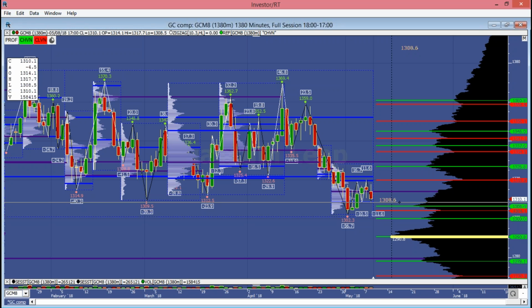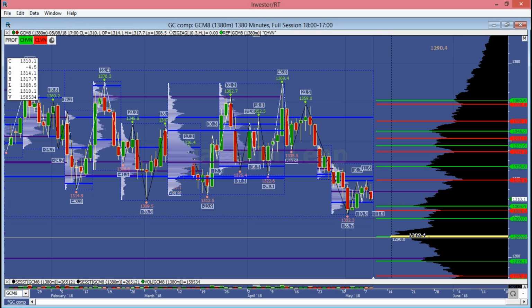A break below that, look for a quick move down to the 1306 and the 1304. 1304 becomes our key line in the sand below. Anything below that, I don't think that the 1300 is going to hold. I think we get a bigger move down into that 1290.80, which is our magnet. It's our composite VPOC going all the way back to October the 24th, 2008.